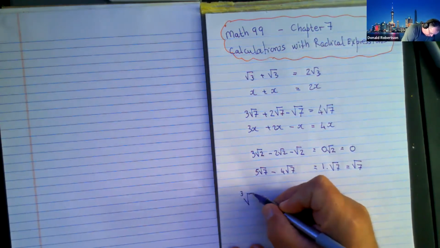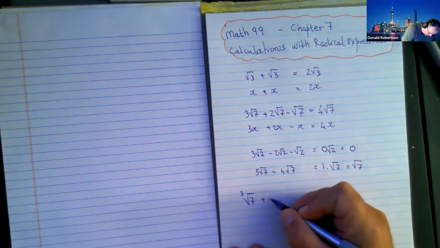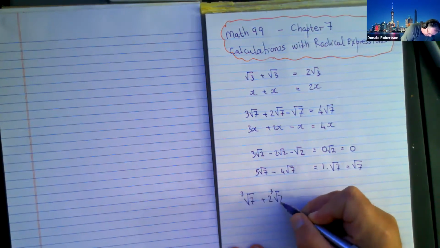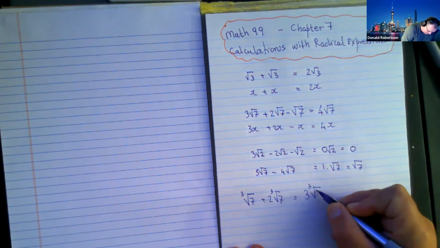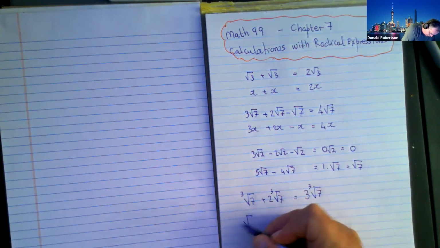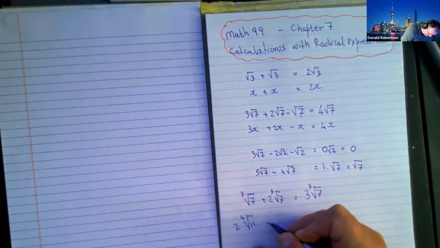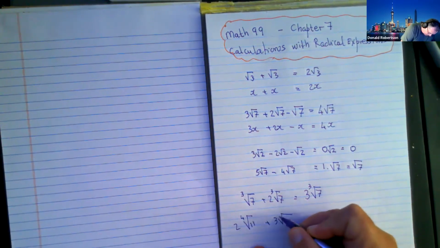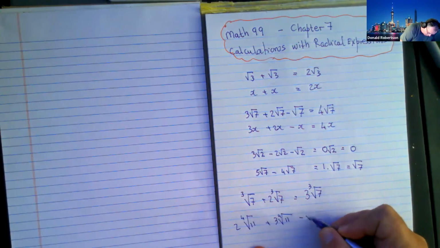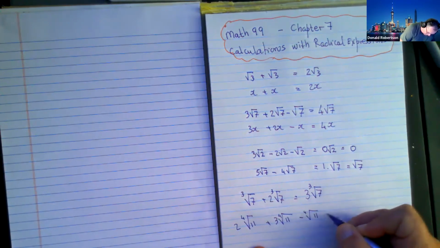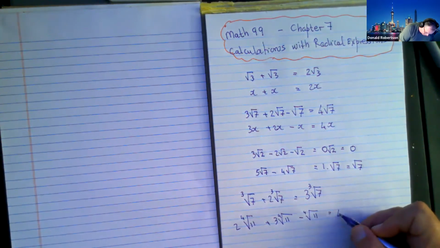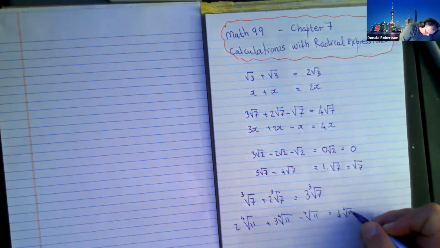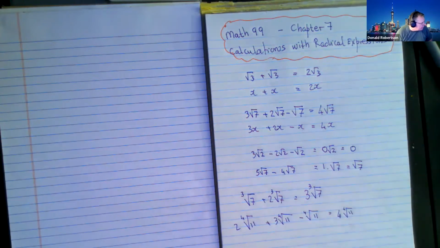So the cube root of 7 plus 2 cube roots of 7 would get you 3 cube roots of 7. And 2 fourth roots of 11, add 3 fourth roots of 11, take away 1 fourth root of 11. That would leave you with 2 plus 3 is 5, take away 1, that would leave you with 4 fourth roots of 11. I think it would make sense that that's what you would get.